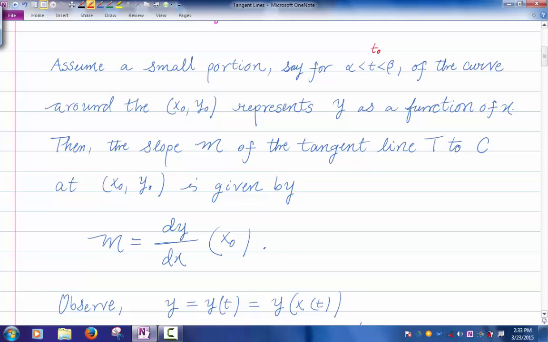Okay, just let me know whenever you're done writing down this paragraph here.